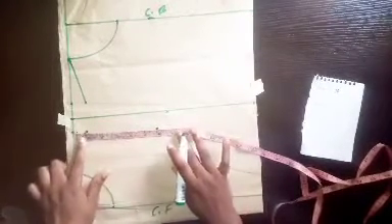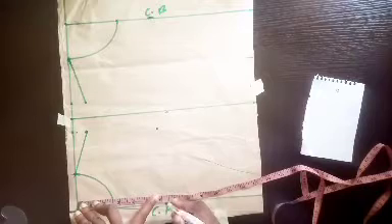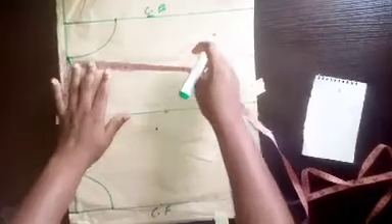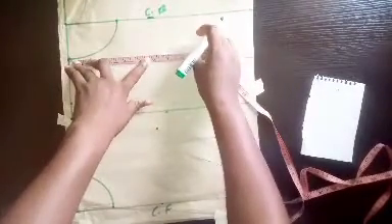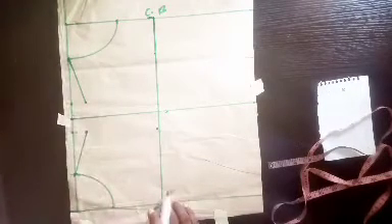So I will mark the total of what I have here as well. I have 6. So I'll bring the 6 to this side to have an accurate line. I will do the same thing for the back. So I will extend the chest line from the front to the center back. And this is our chest line.